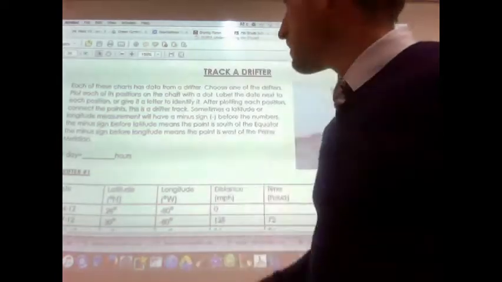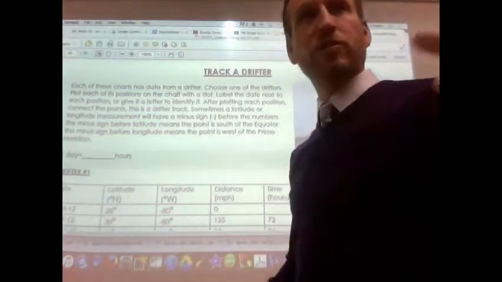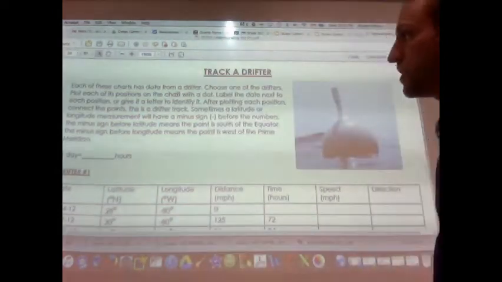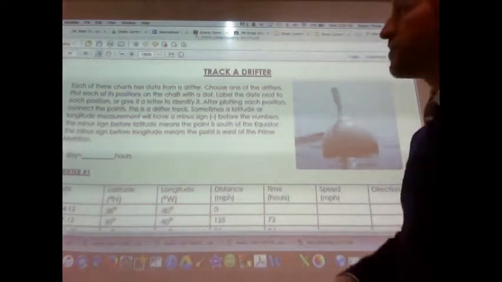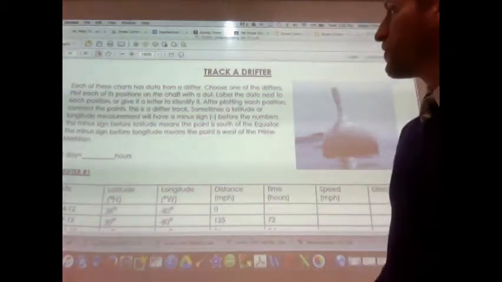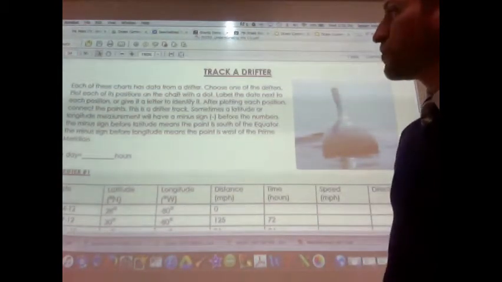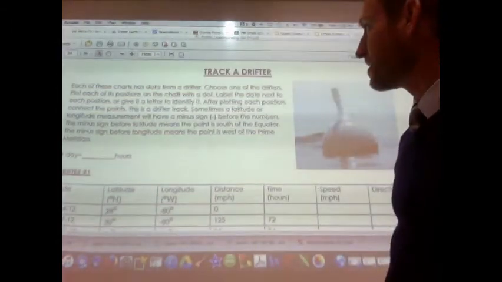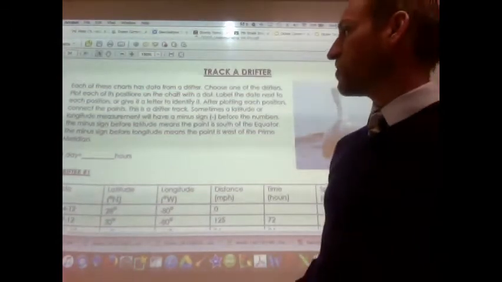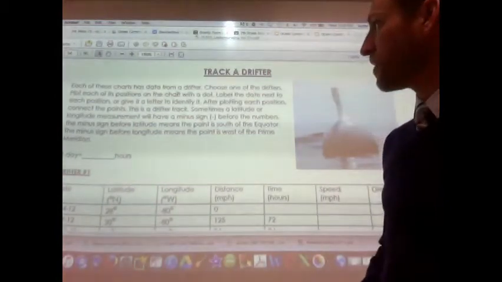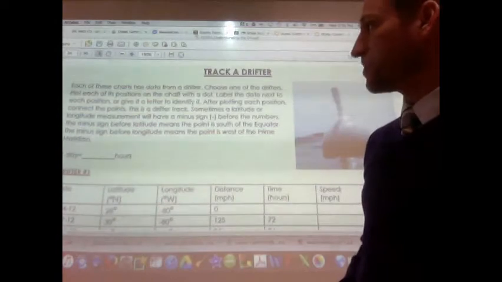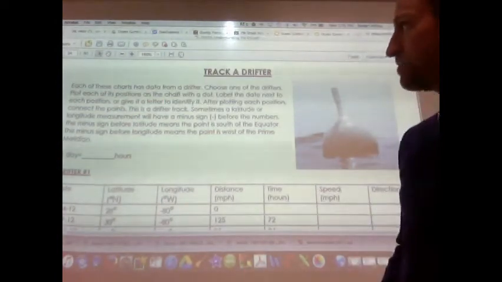All right, Track a Drifter. You have the sheets in front of you. Let's go through it here. As I read the top, follow along on your sheet. Each of these charts has data from a drifter. Choose one of the drifters, plot each of its positions on the chart with a dot. Label the date next to each position, or give it a letter to identify it. After plotting each position, connect the points. This is a drifter track.